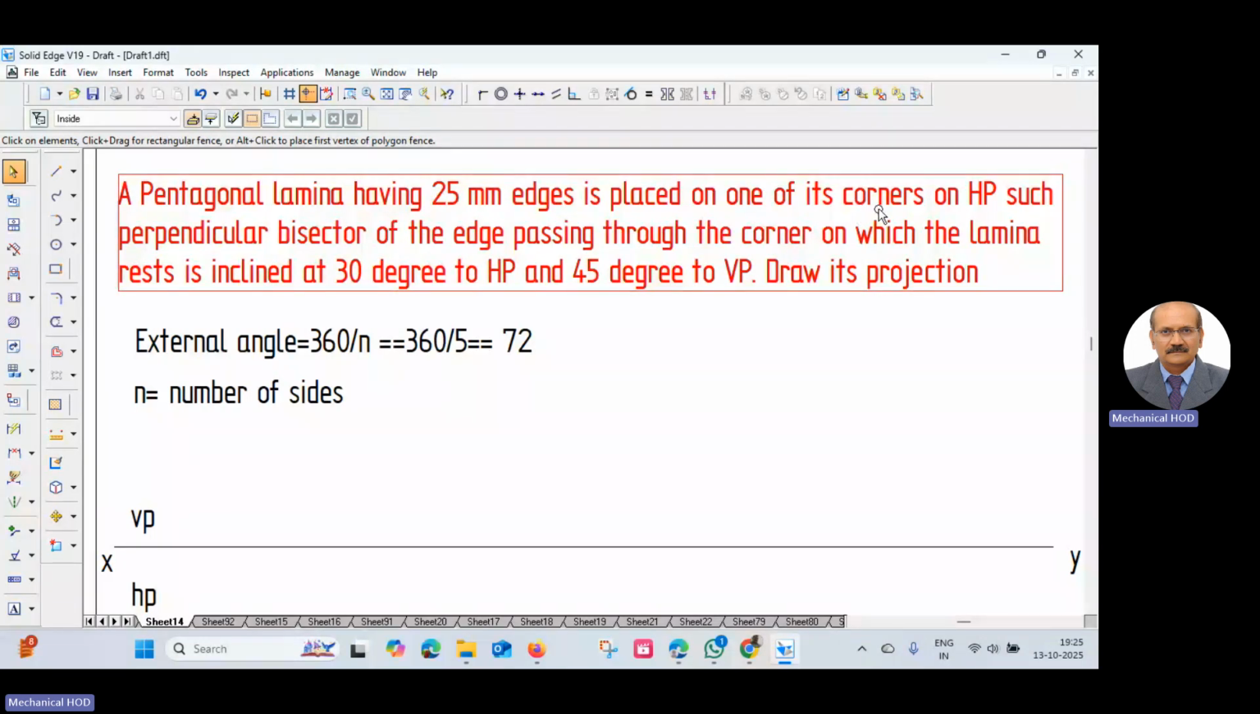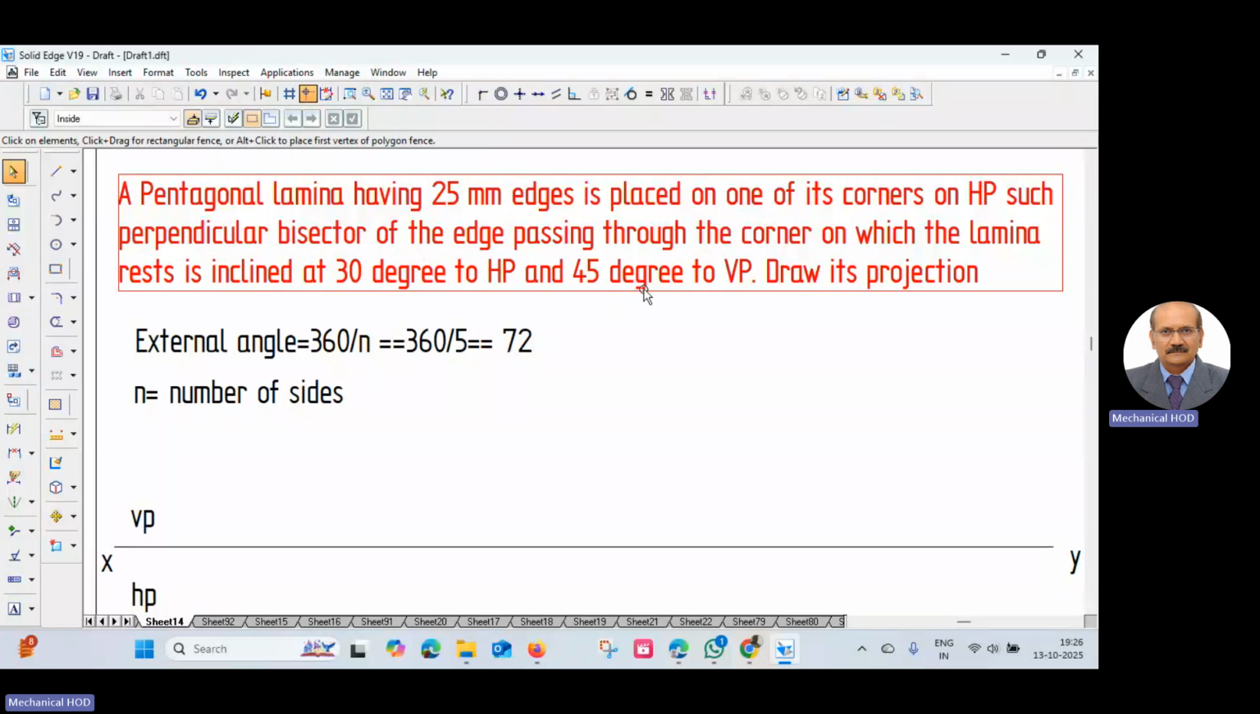Now we'll start projection of the lamina resting on the corners on HP, such that the perpendicular bisector of the edge passing through the corner on which the lamina rests is inclined at 30° to HP and 45° to VP. This is important. Draw its projection.